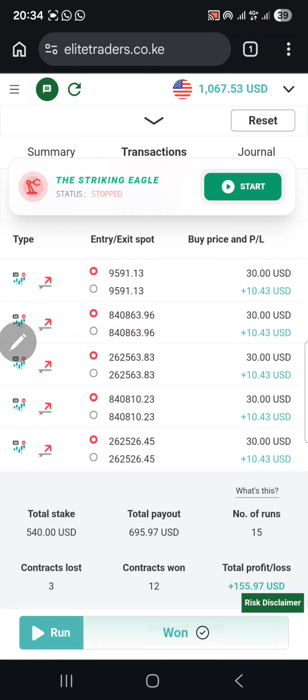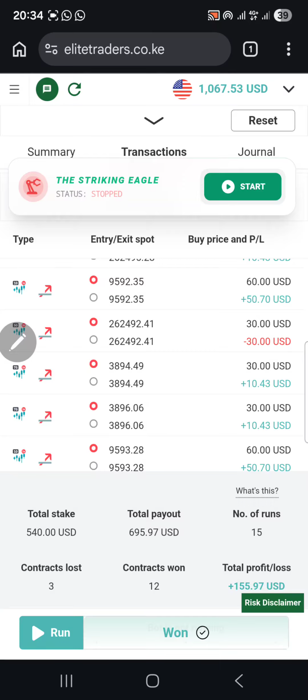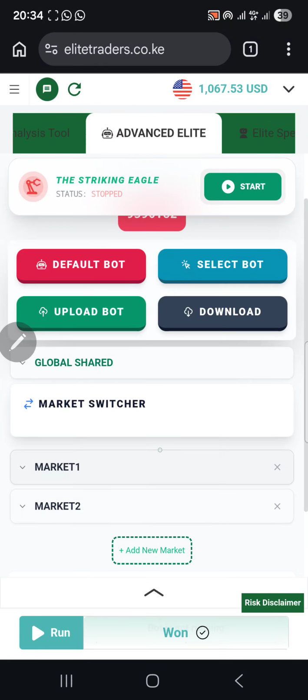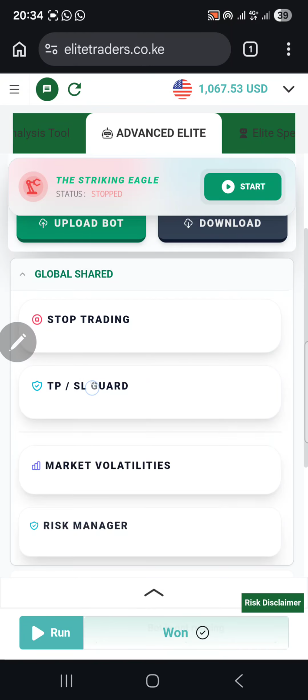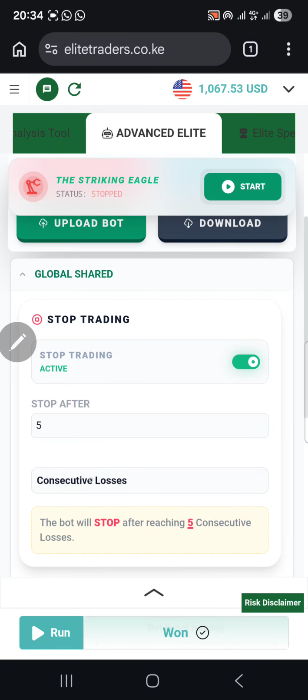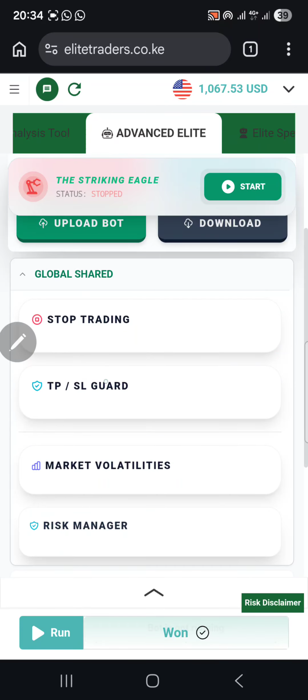Yeah. So the recovery market is over 4. For example, this is an exit spot of digit 1. You can actually see we recovered with digit 5. Let me show you how the robot is actually analyzing the market. Let's go to under the global shared. This is how you set up your stop loss. Set the maximum consecutive losses you can take there.